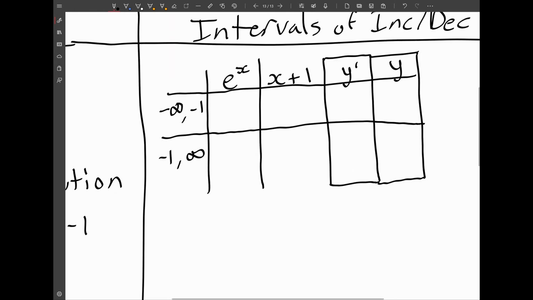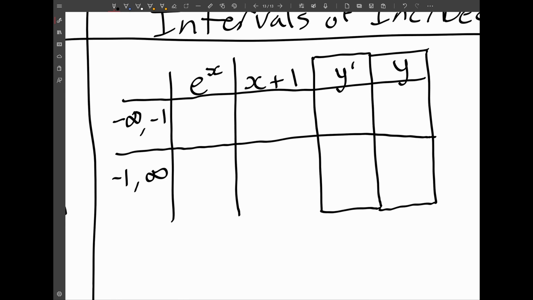All right, so the first one's actually really super easy. E to the x is always positive. Basic exponential curve, it's always positive. So e to the x is always positive, either of those intervals. X plus 1, on the other hand, from -infinity to -1 is negative, and from -1 to positive infinity is positive. All right, so positive times a negative, what we get is that the derivative then is negative.